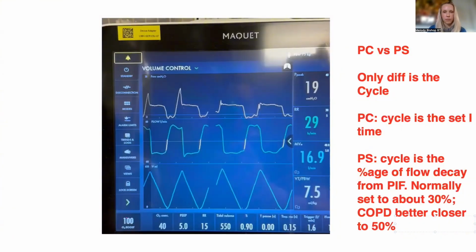So it's important, and it's a little confusing, right? Because if your cycle percentage is high, that means it's going to cycle faster and you're going to be able to go from inspiration to expiration faster. If the cycle percentage is lower, you're going to go from inspiration to expiration slower because you're going to have to get to a lower flow, right? If it's 30% and your peak inspiratory flow is 100, you're going to have to get to 30 liters until the ventilator is like, oh, Melody must want to go into expiration. Let me cycle off into expiration.